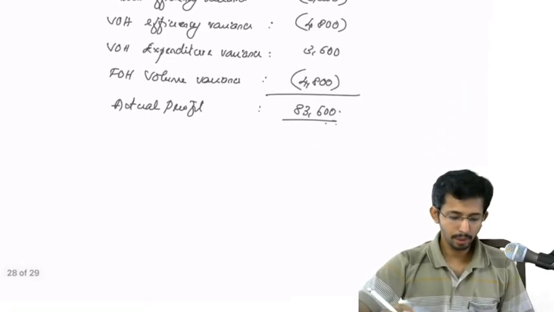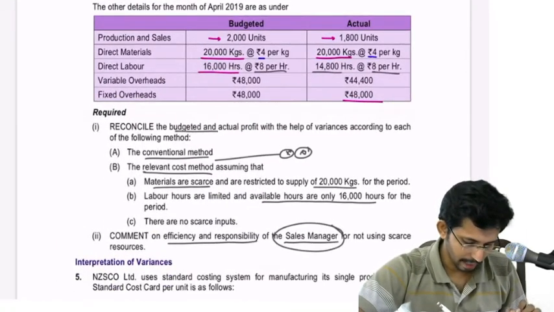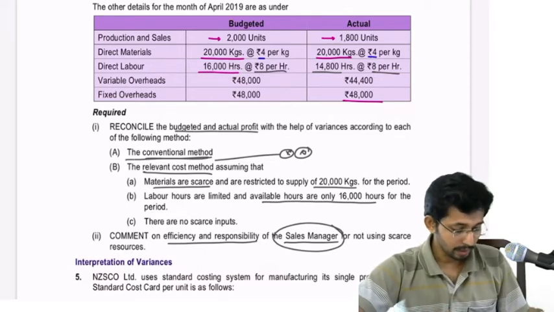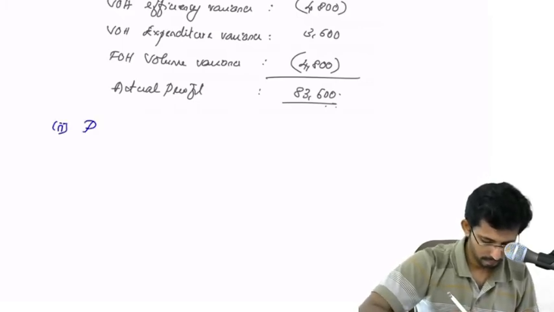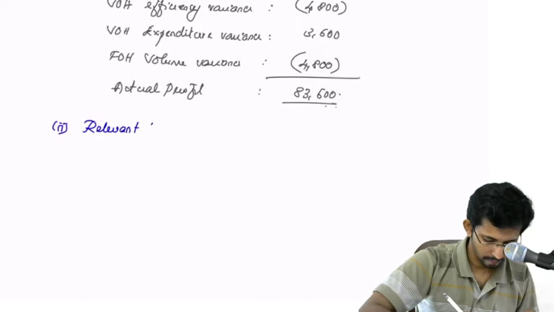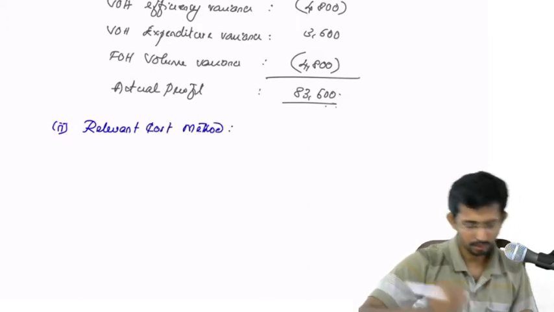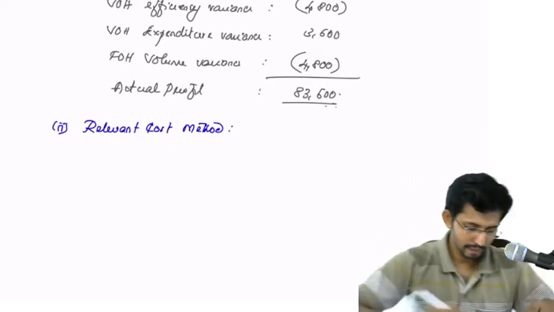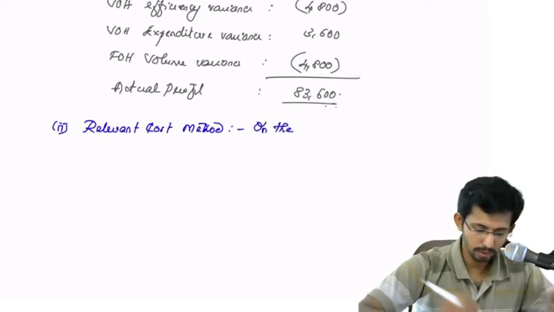Okay, so that is the first part. What was the question? Reconcile the budgeted and actual profit with the help of variances according to each of the following methods. Conventional method is over. Now the relevant cost method. In the relevant cost method there are a few things we need to keep in mind. One is, in the relevant cost method we employ standard marginal costing.